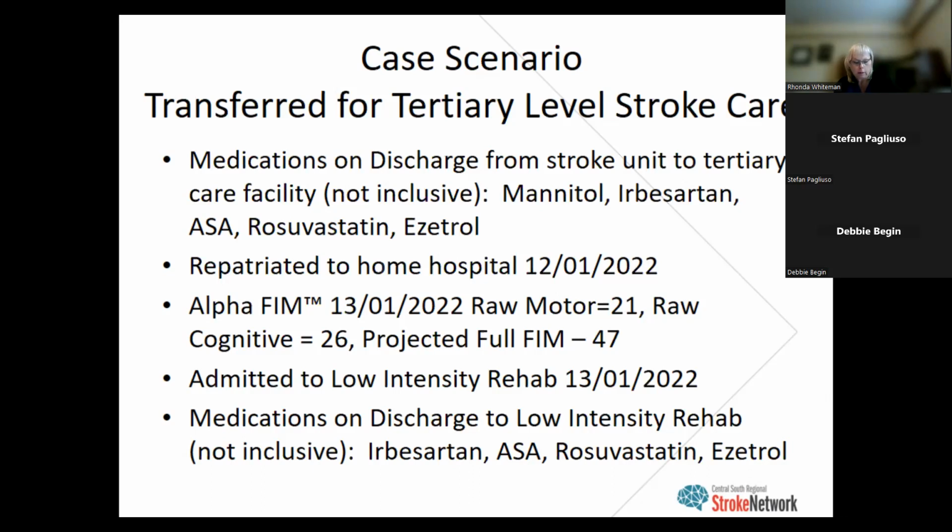And I'll end the poll at 1:30. And so again, 62% said they would do it in both the initial and the repatriated. 15% would be in only the initial DAD, and 23% would do it in the repatriated DAD abstract.